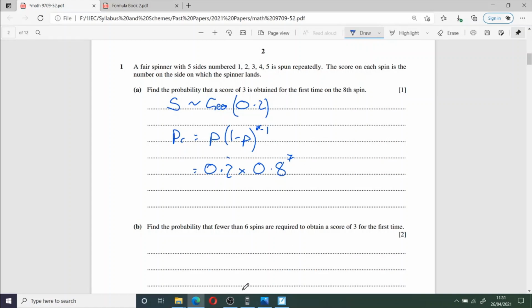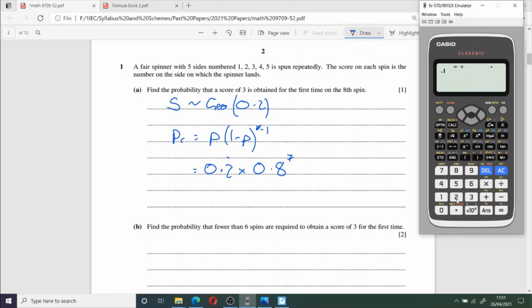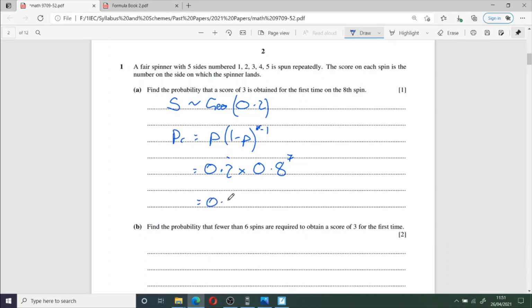So I'm going to put that into our calculator, 0.2 times 0.8 to the power of 7, and we get 0.0419. So 3 significant figures.